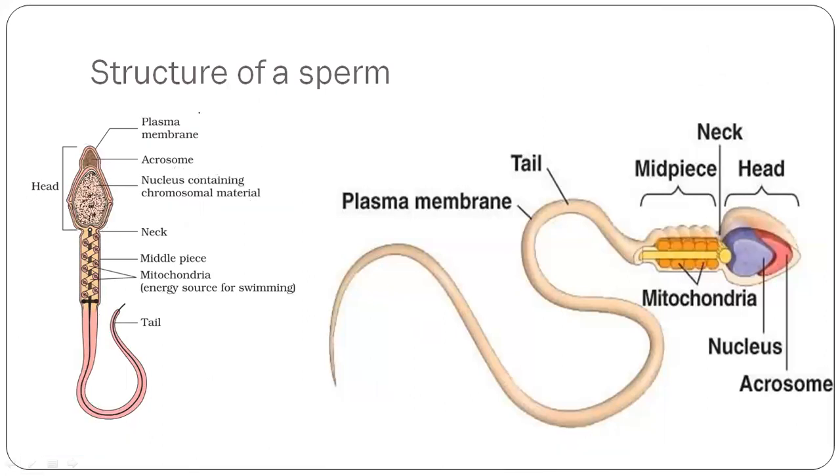Next, coming to the middle piece. Can you see here this part, the middle piece? Now, the middle piece contains mitochondria. There are several mitochondria present in the middle piece of the sperm, which supply energy for the motility of the sperm, essential for fertilization. So what happens here? The mitochondria, you know, is the powerhouse of the cell.